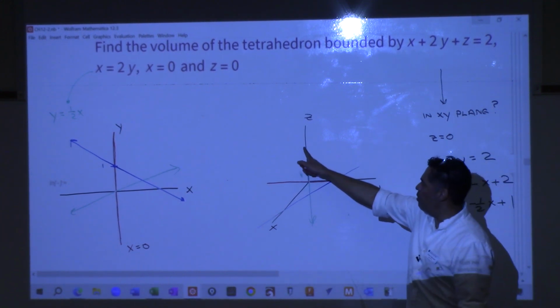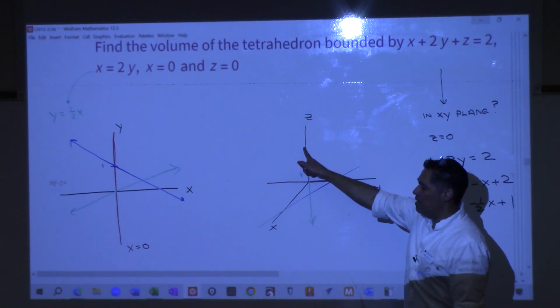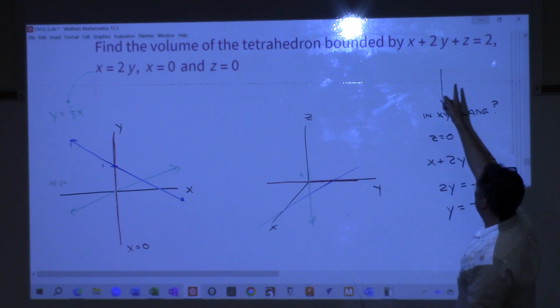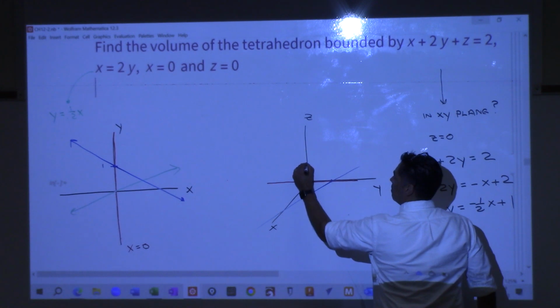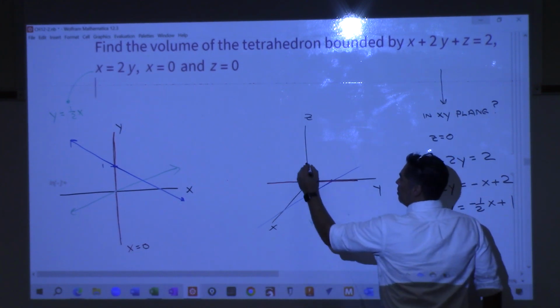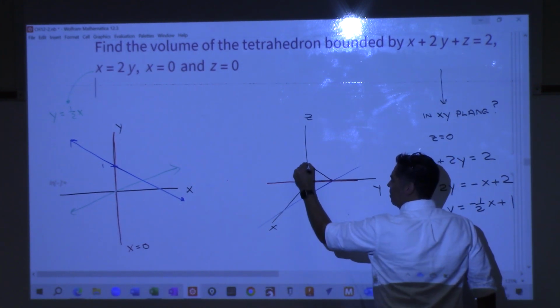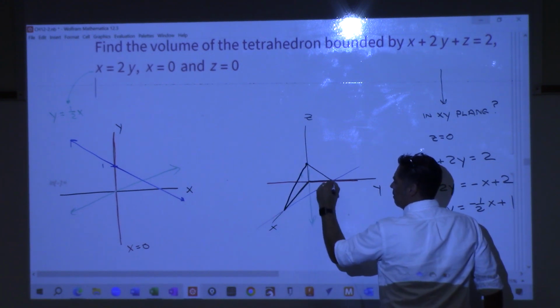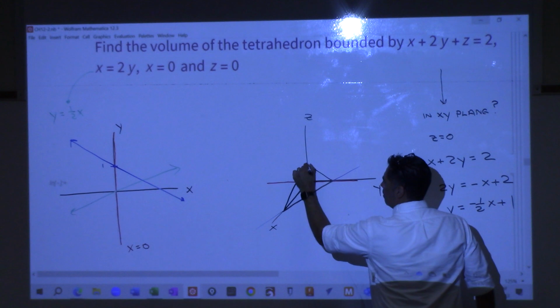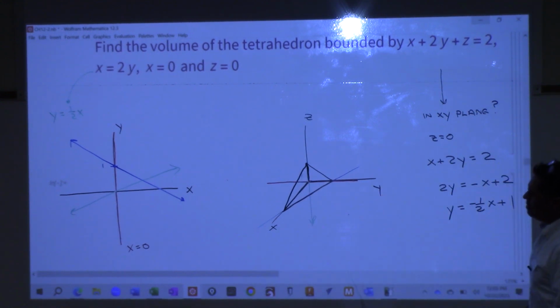Z-axis means x is what? And y is? So if x and y are both 0, what's z? 2? So up 2, that's a point on that plane, right? So we have something like this. Boom. That's your tetrahedron. Do you see it?